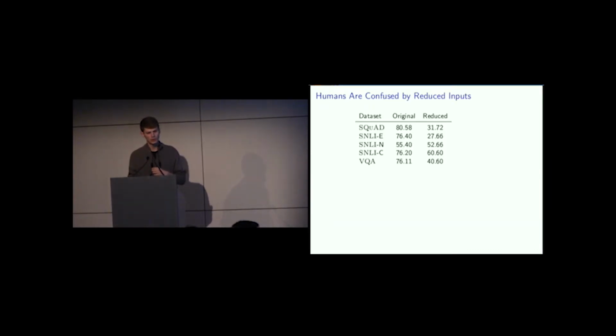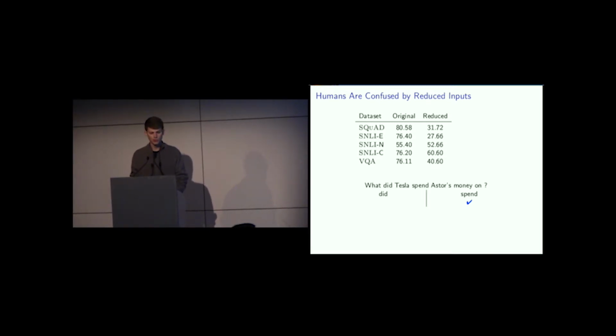On the left column, we showed humans the original input and plotted their accuracy for different tasks, breaking SNLI into its 3 different classes. And we see humans are getting about 80.58, for example, on SQuAD. On the reduced inputs, these short nonsensical ones appearing, the humans are getting 31.7. So you see the significant drop in human performance, yet the model is still predicting its same answer, so it's getting high accuracy.